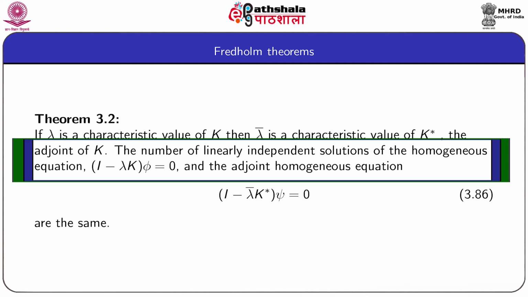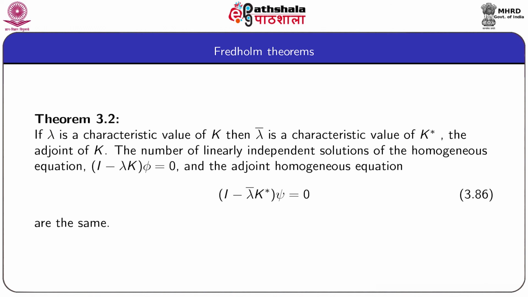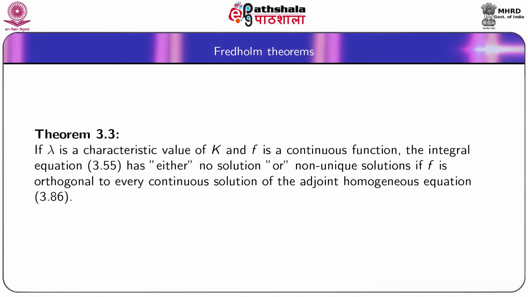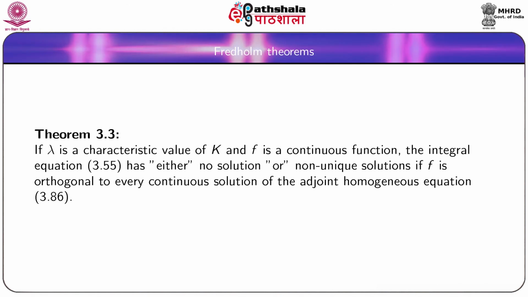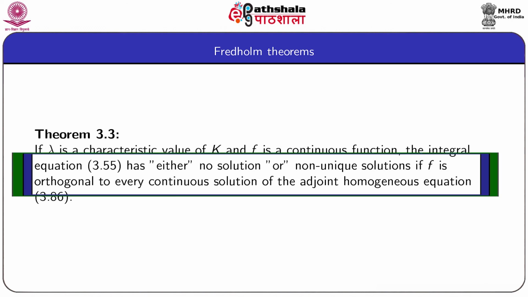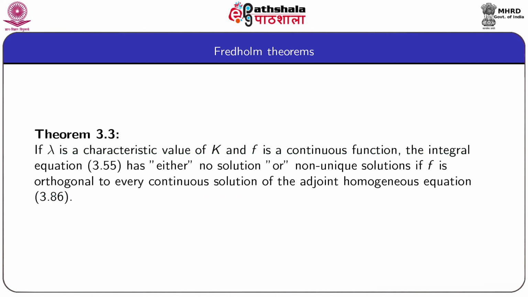The number of linearly independent solutions of the homogeneous equation, that is (I minus lambda K) phi equal to 0, and the adjoint homogeneous equation as given by equation 3.86 are the same. The last theorem, 3.3: if lambda is a characteristic value of capital K and f is a continuous function, the integral equation 3.55, that is the given integral equation, has either no solution or non-unique solutions, and it has solutions if f is orthogonal to every continuous solution of the adjoint homogeneous equation 3.86.